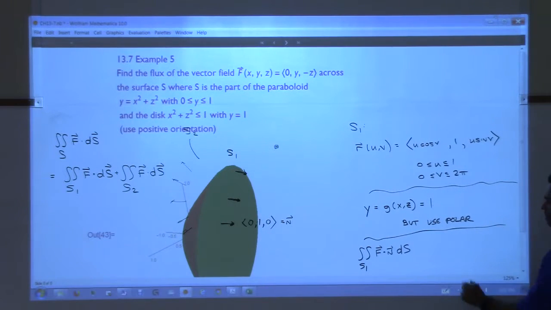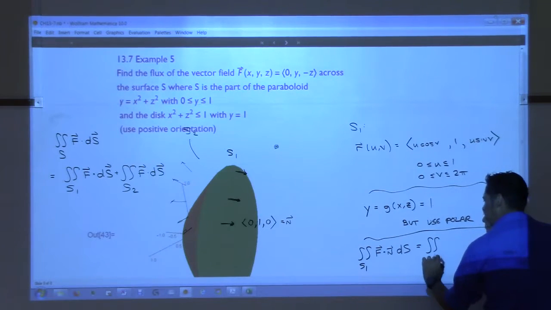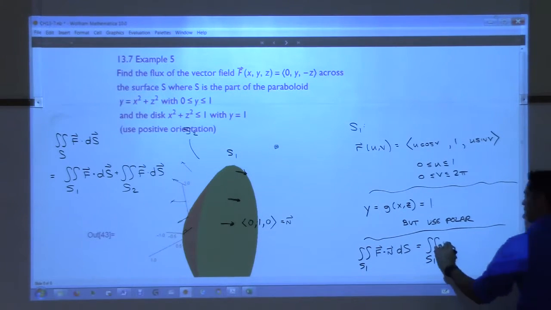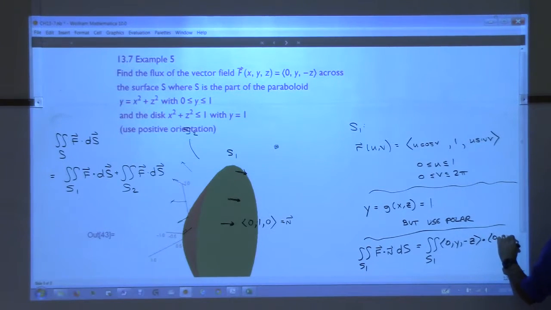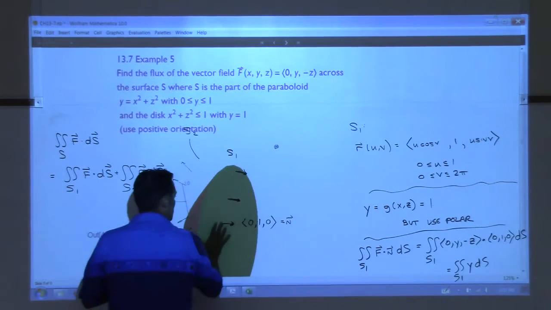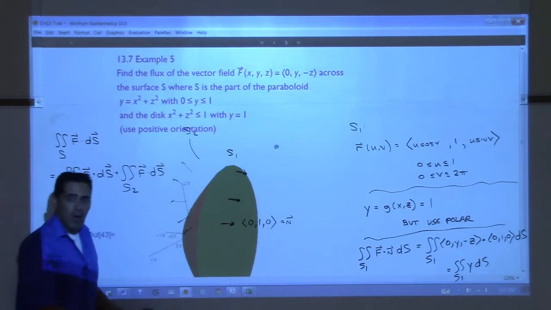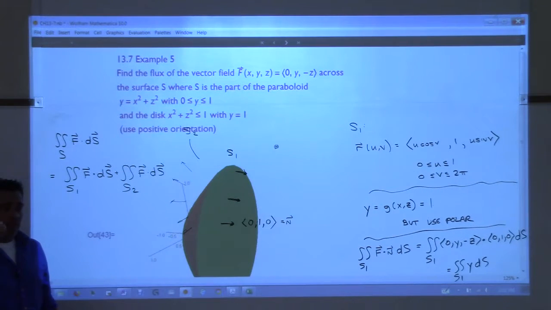So imagine now that I take the field, and my field is 0, y, negative z, and I dot that with that normal vector, 0, 1, 0, dS. Then what do I wind up getting here? What's that dot product? This is y dS, right? However, because this is a plane, we know that the y coordinate is always what? The y is always 1, isn't it?